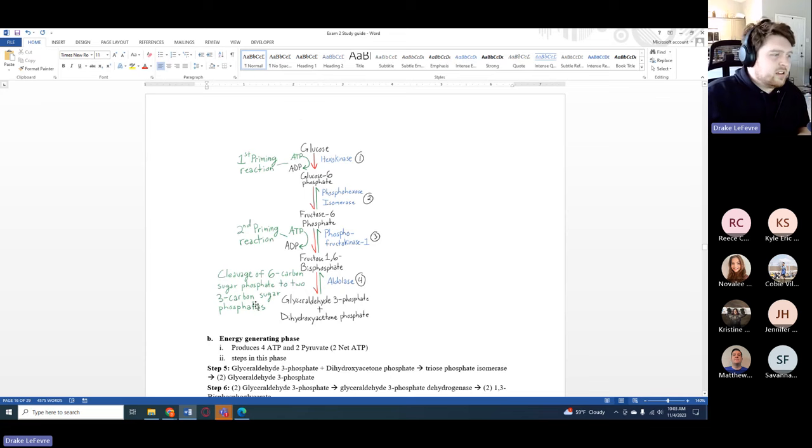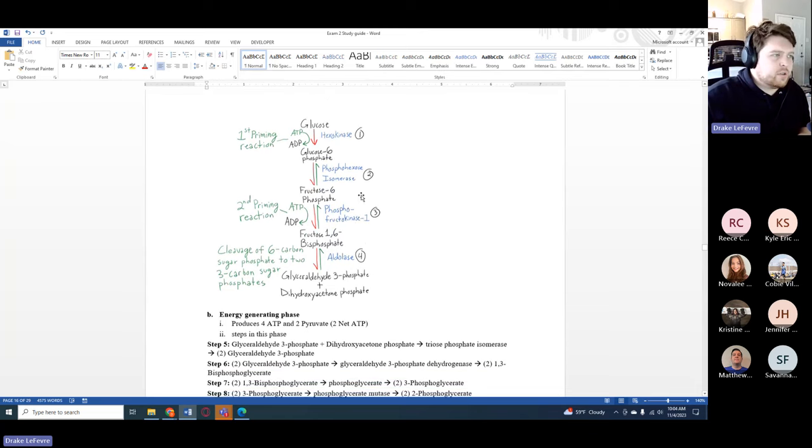There isn't a ton left here other than you just need to know what goes to what: the reactant, what product it turns into, what the enzyme is, and if anything is used or produced. So know between which steps ATP is used, between the glucose and glucose-6-phosphate. And then another ATP is used between fructose-6-phosphate and fructose-1,6-bisphosphate. And no extra things come out during the first half of glycolysis, during the priming phase.